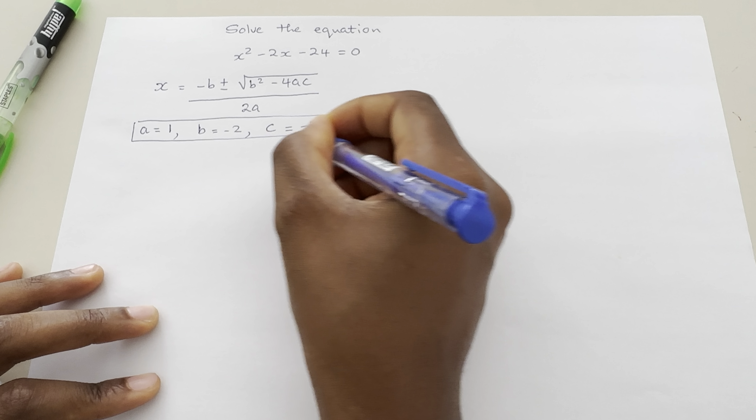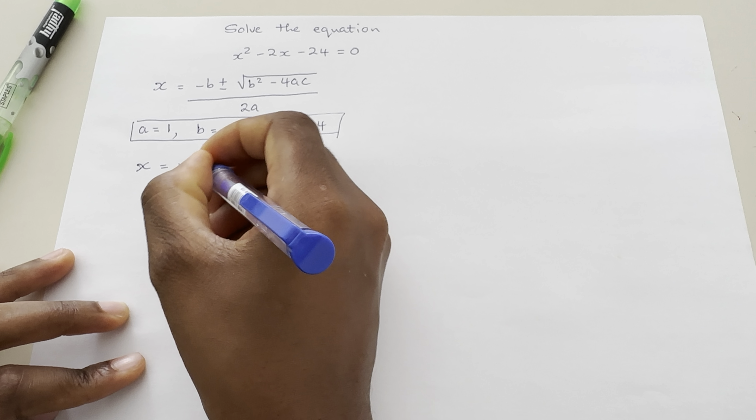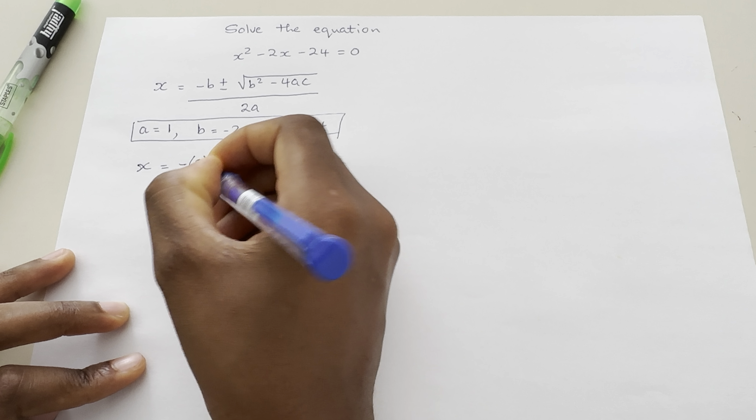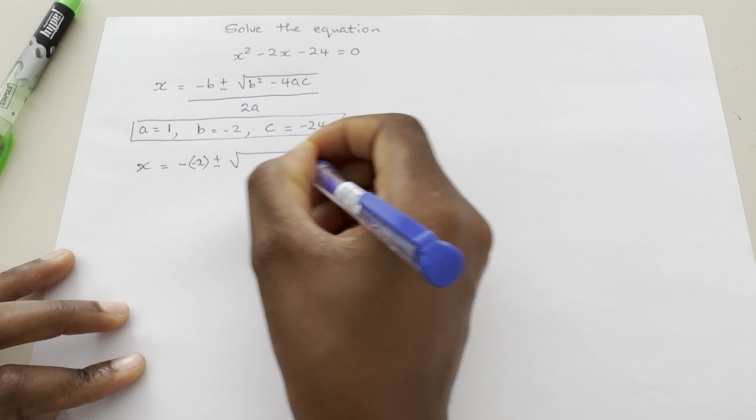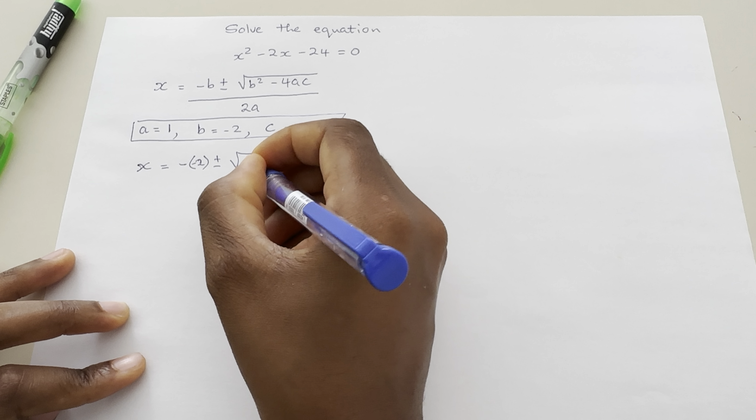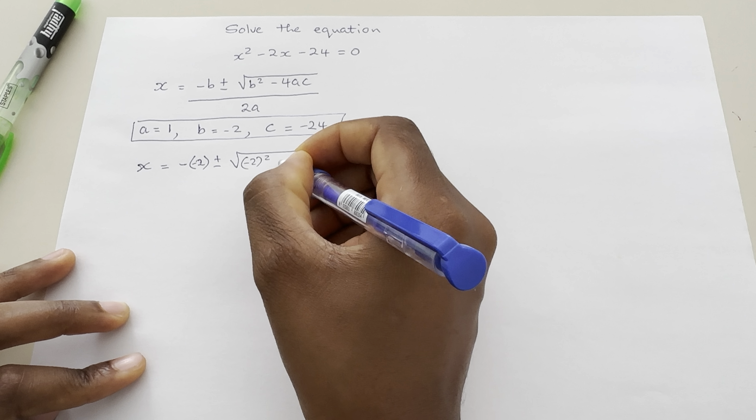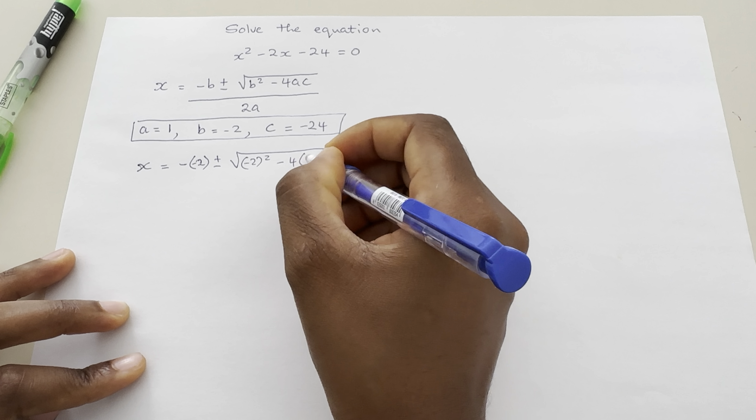So now what does it say? x equals minus, and b is minus 2, plus or minus the square root of b squared, which is minus 2 squared, minus 4 times 1 times minus 24. And don't forget, all over 2 times 1.